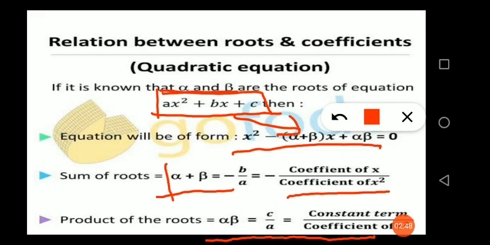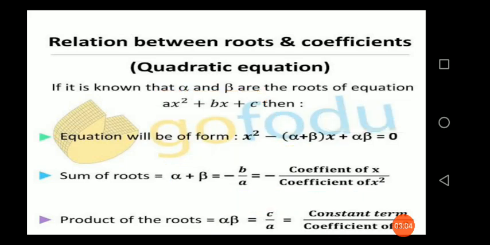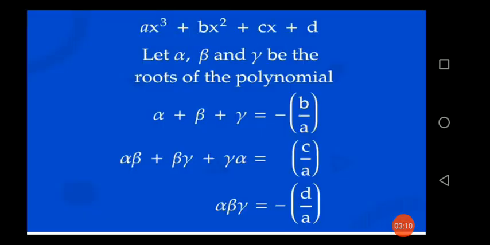Now just you have to concentrate that sum of roots is equal to minus b by a, minus coefficient of x by coefficient of x square, and product of roots is constant term by coefficient of x square. Just two things you have to remember right now.